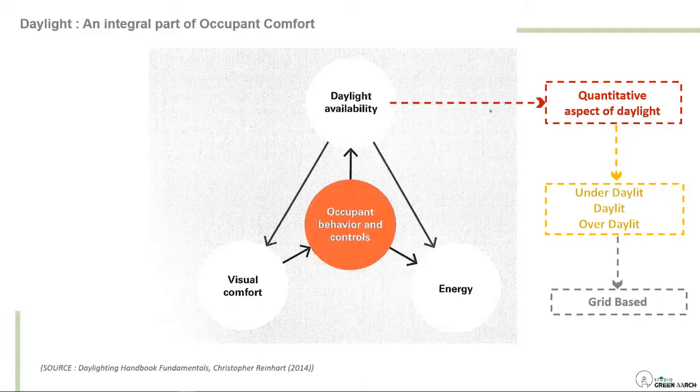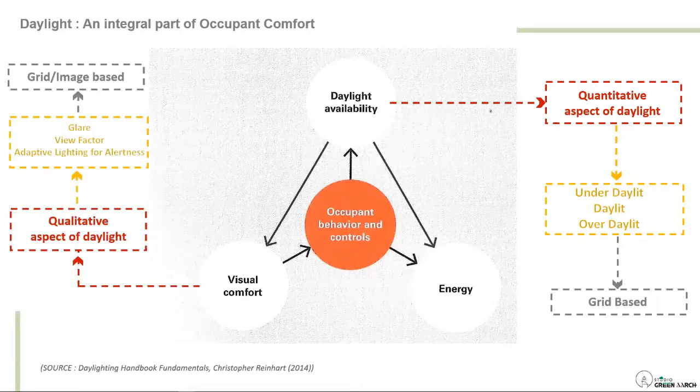A daylit area would be the comfort range of daylight which we are trying to achieve, and over-daylight is not good for the occupant's health. Visual comfort is also disturbed, for example by glare, which is I think more than 2000 lux to 3000 lux, right? So it is mainly on grid-based simulations, where we put a plane on the simulation models at a height of 0.75 meters, and we simulate a particular aspect of daylight.